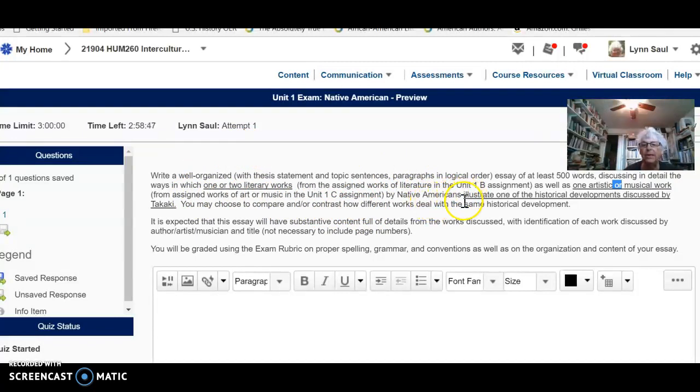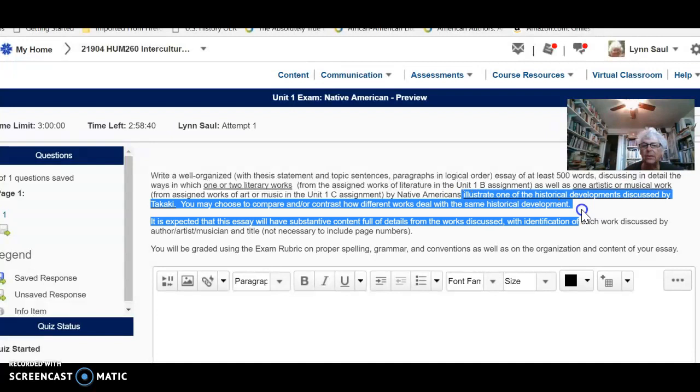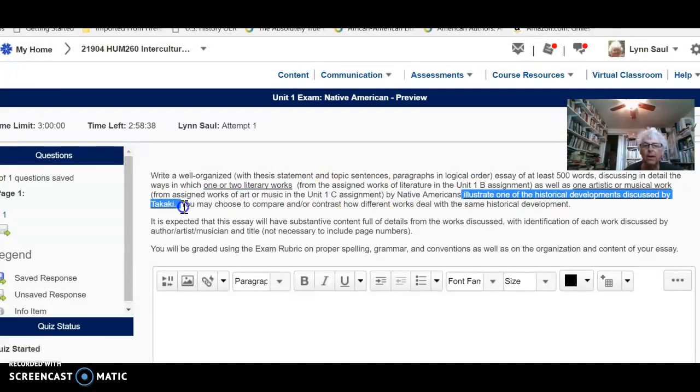And how do these works of literature and art or music illustrate one of the historical developments discussed in Takaki? You may choose to compare or contrast different works, how different works deal with the same historical development.